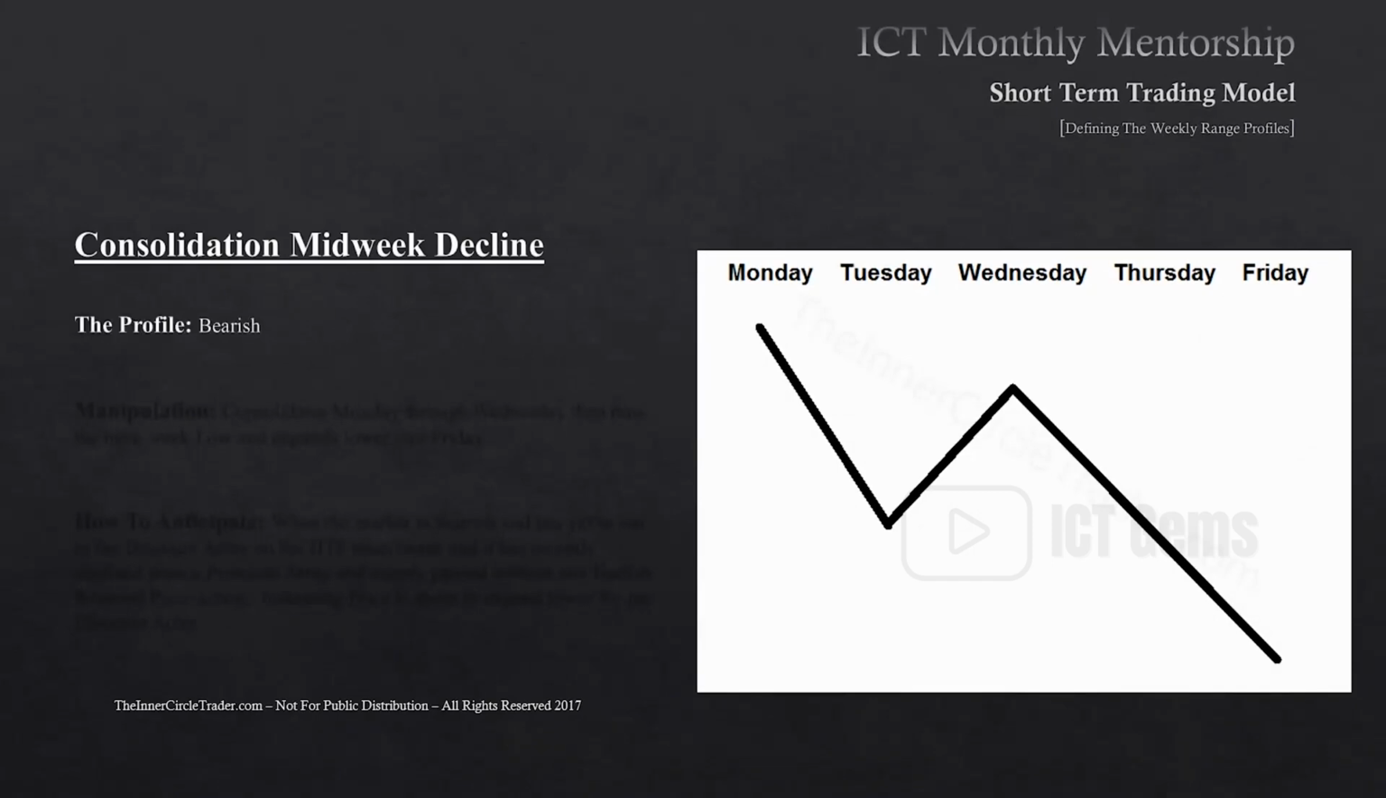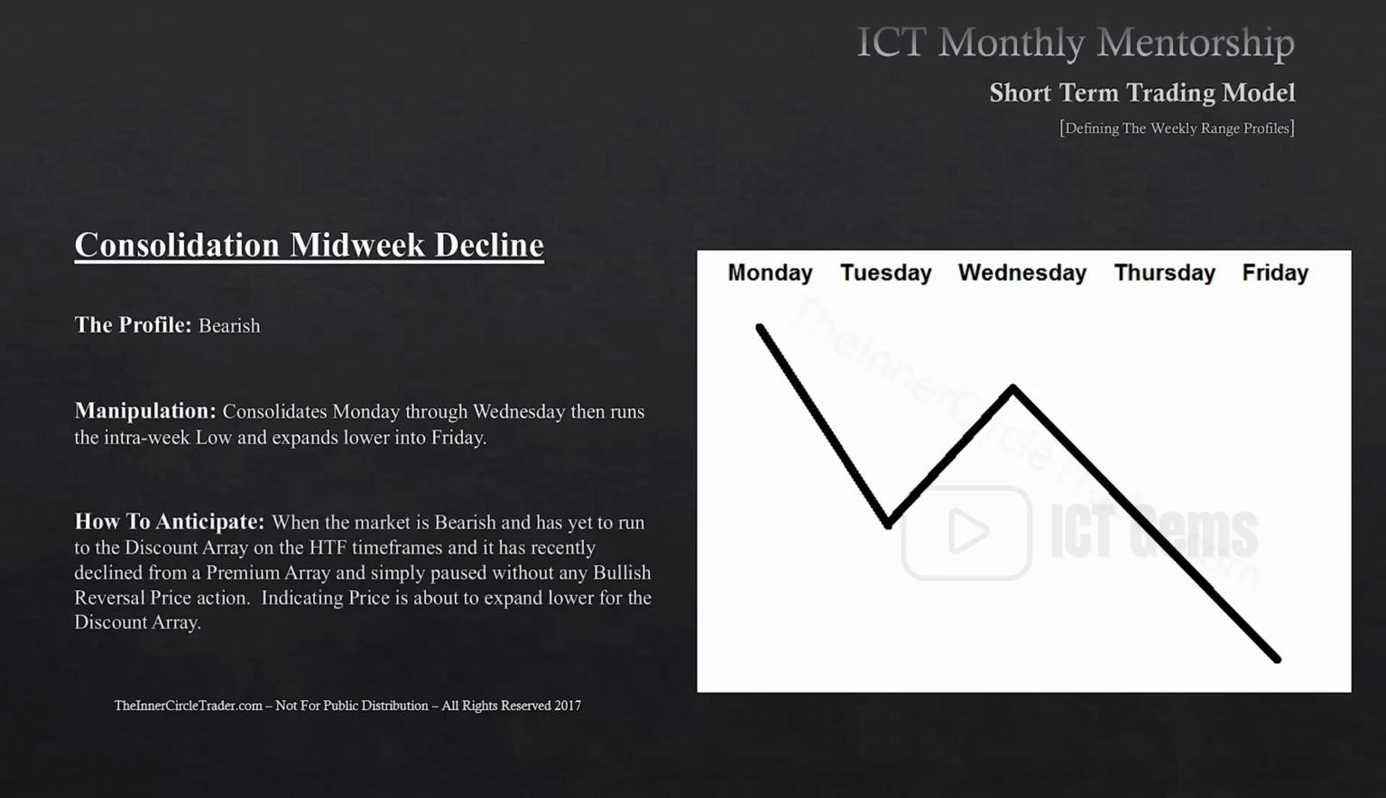Consolidation midweek decline. This is a bearish market profile. You're already expecting bearish prices, and the manipulation you're looking for is when price is consolidating Monday through Wednesday, then runs to intra-week low and expands lower into Friday. You anticipate this profile forming when the market is bearish and has yet to run the discount array on the higher time frames, and it has recently declined from a premium array and simply paused without any bullish reversal price action, indicating price is about to expand lower for the discount array.